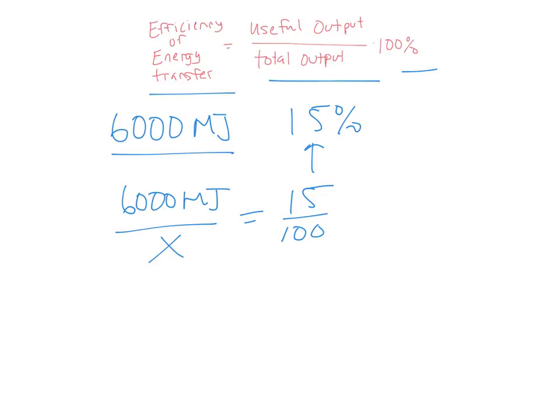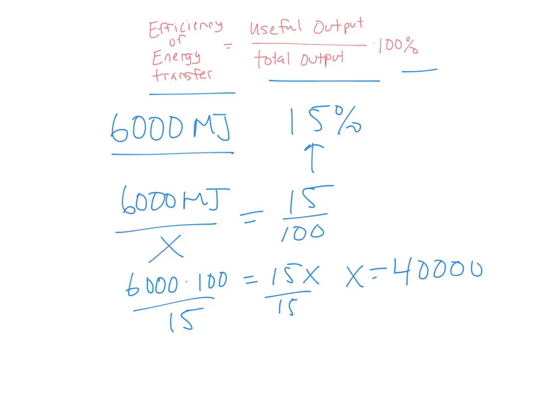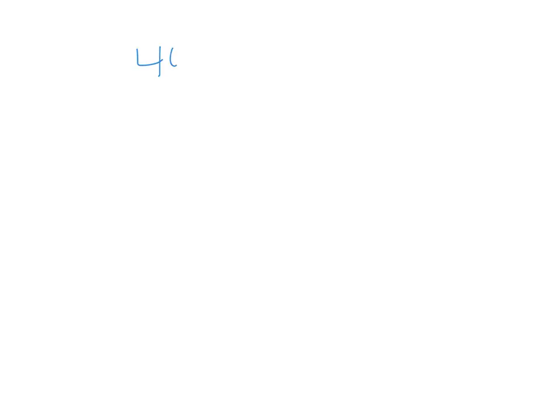When you cross multiply, you get 6,000 times 100 equals 15x. Divide both sides by 15, and you'll see that X equals 40,000 megajoules. Now, let's say 40,000 megajoules is the amount of energy that you actually have to produce if it's 15% efficient.